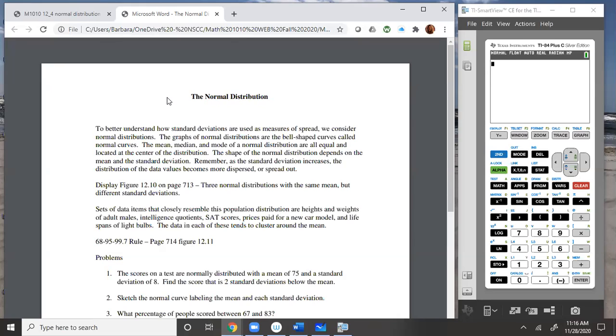The graphs of normal distributions are bell-shaped curves called normal curves. The mean, median, and mode of a normal distribution are all equal and they're located at the center of the distribution. The shape of the normal distribution really depends on the mean and the standard deviation. Just recall that the standard deviation increases when the spread of the data is more dispersed or spread out, and the standard deviation decreases when the data is closer to the mean.